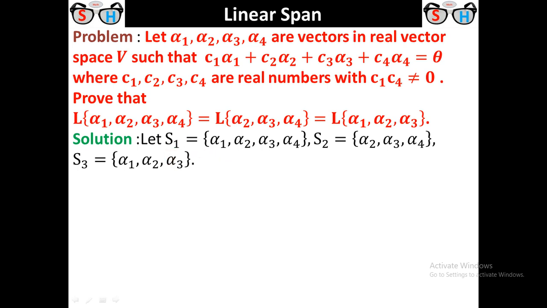Okay, however we have to prove that L of S1 equal to L of S2 equal to L of S3, but here I prove L of S1 equal to L of S2. You can prove L of S1 equal to L of S3.